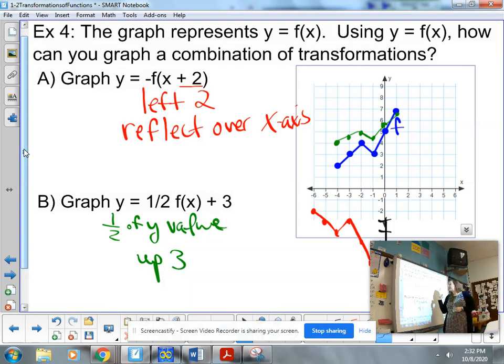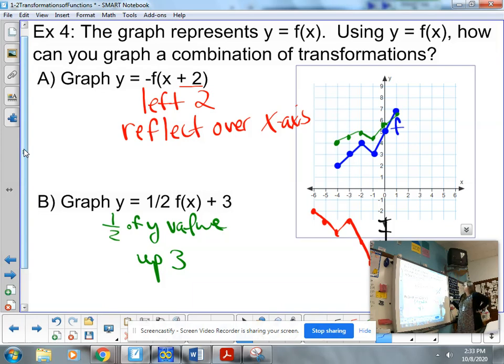Half of f of x means we are taking half of the y value, and then we're adding 3 to the result. So I took all these y values in the blue function. I took half of them. For example, this one has a y value of 2. Half of that would be 1. And then I would move my graph up 3. So 1, 2, 3. That's where it puts me at this first dot.